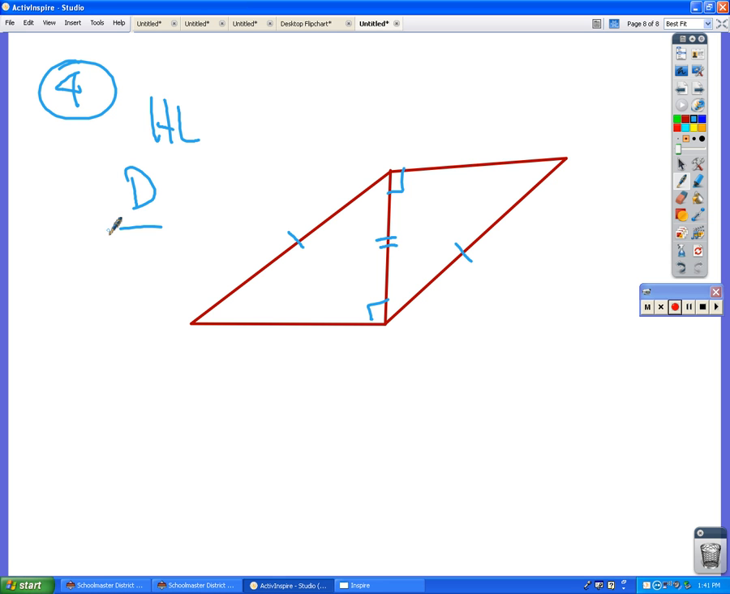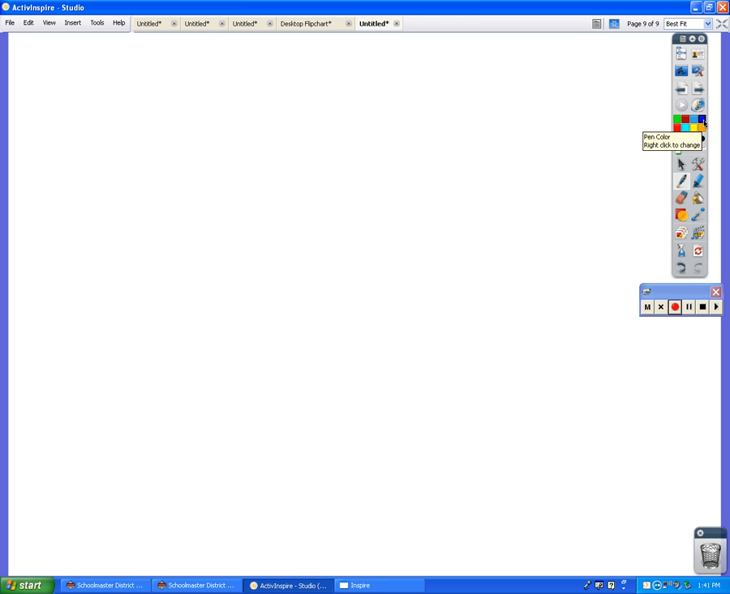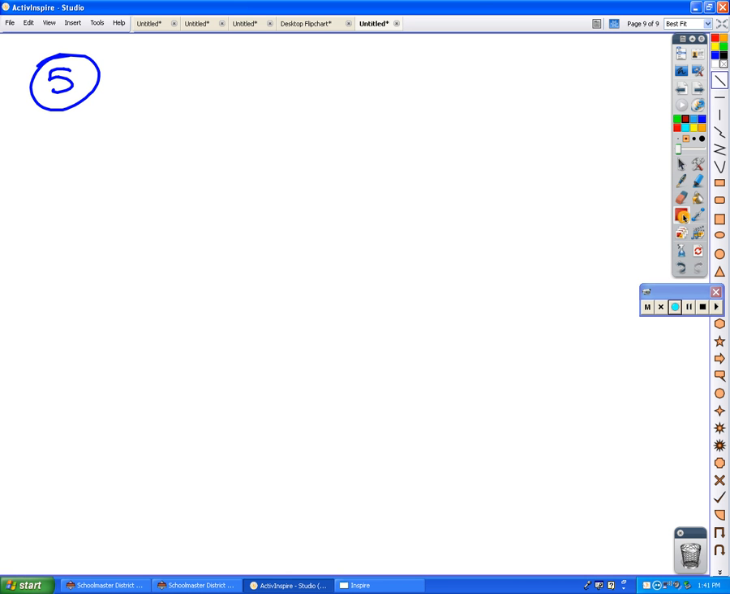Okay, and then a little bit of practice with proofs. There will be some proofs on the test, so that's good, because everyone loves them so much. And they're so easy to do.